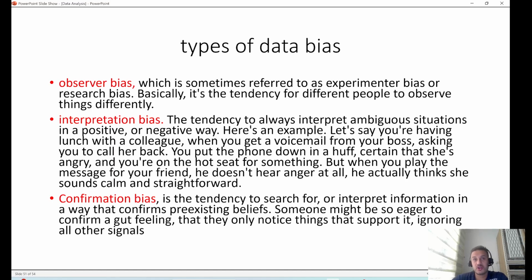Interpretational bias is when you interpret something. For example, if your boss is calling you and you didn't reply because you thought he's angry, so you didn't call him, you didn't answer him. This is how you interpret things, but maybe he's not angry. You just need to check. So this is interpretation bias.